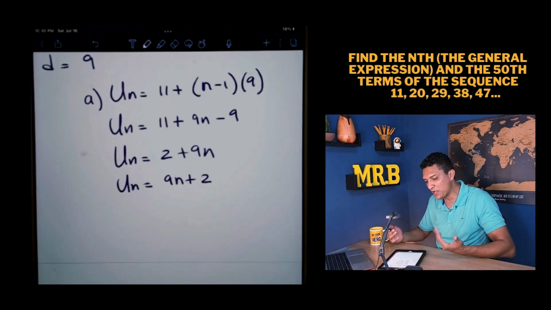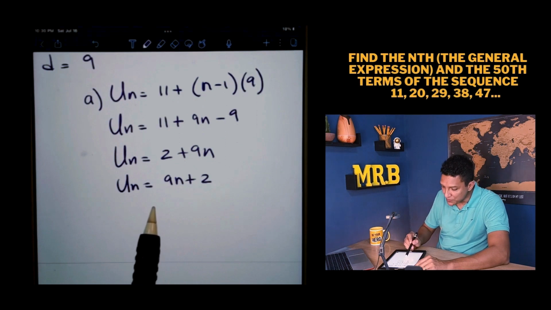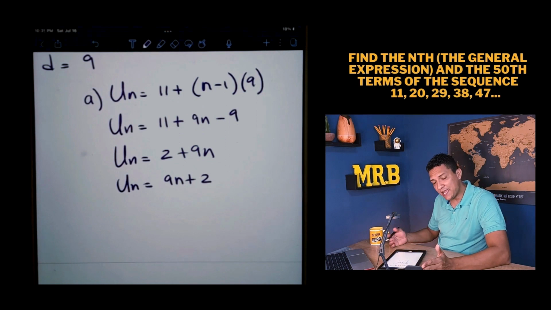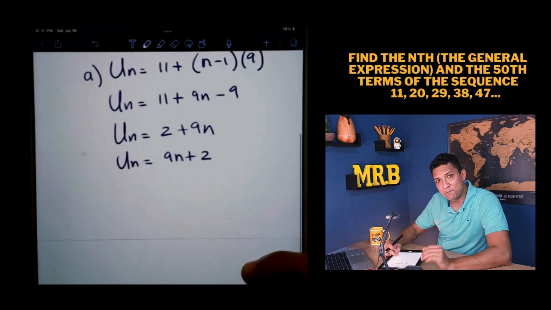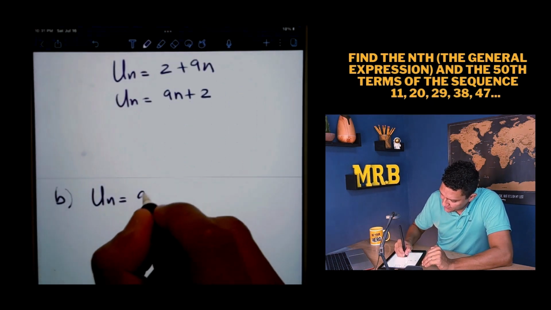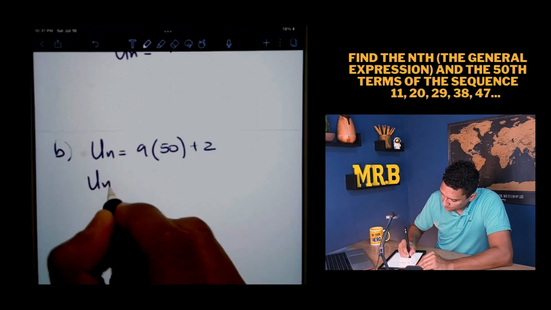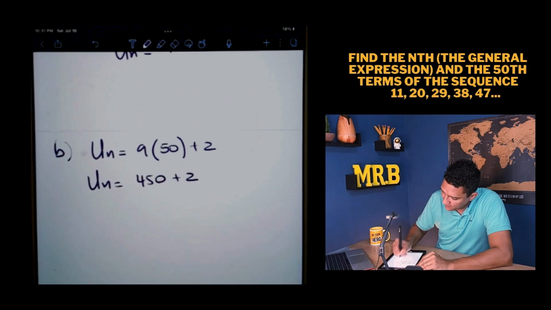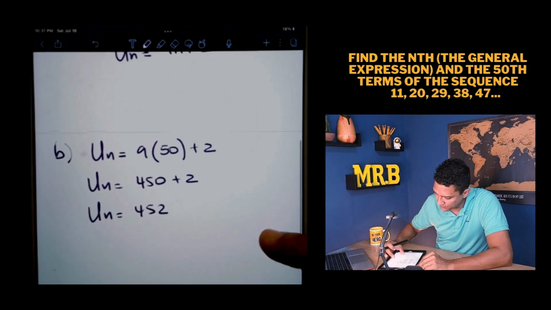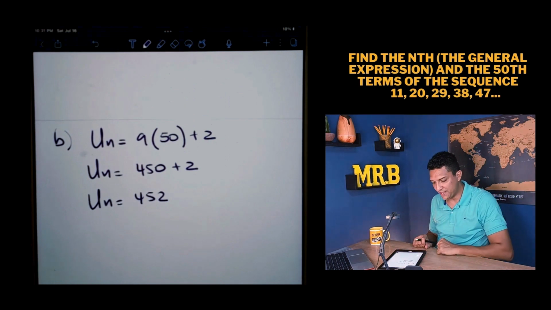Now I'm going to solve the second question. The second question is find the 50th term. What I'm going to do is I'm going to use actually the answer that I got from question A, and I'm going to replace the value of n by 50, okay? So I'm just going to take the formula that is above, and as I said, I'm going to replace n by 50. Okay, so this is going to be 450, okay, plus 2, and that is going to be 452. And this is the answer of the second problem, okay, 452.